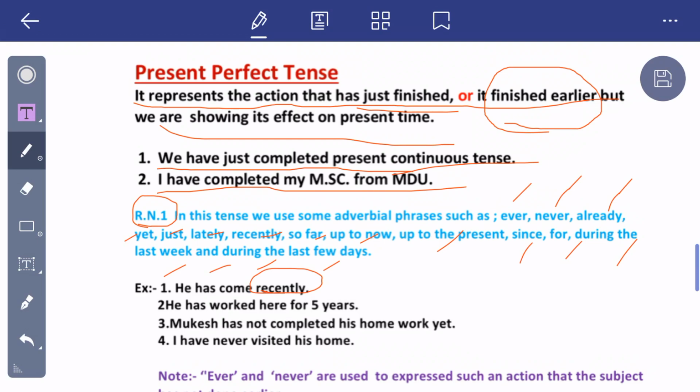It means he has just stopped working there, right? Look at the third sentence, Mukesh has not completed his homework yet. So in this sentence what is given? We are given yet, and because of yet we are using present perfect tense.